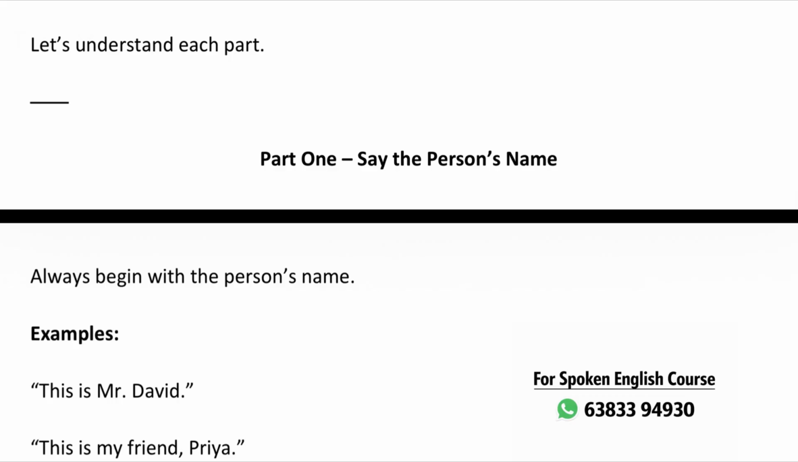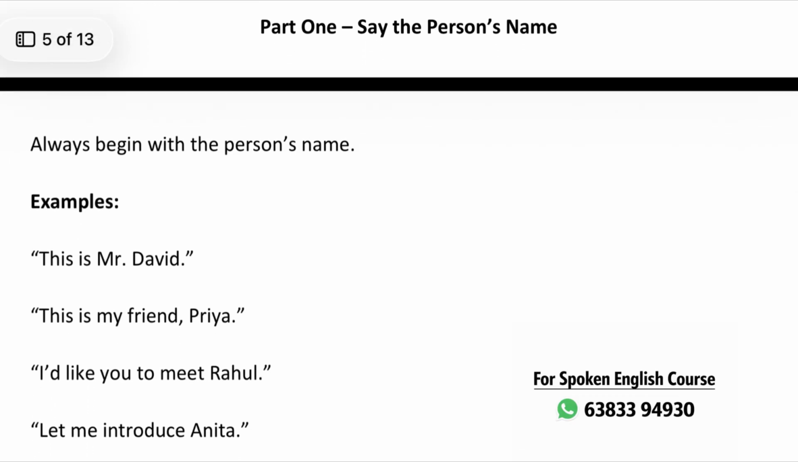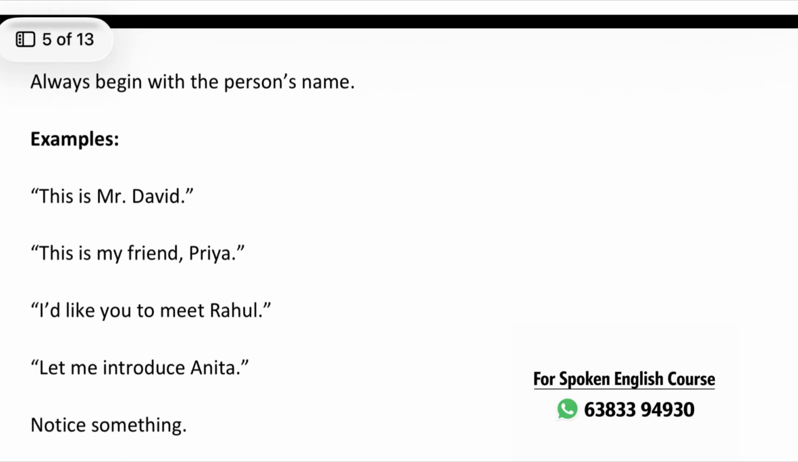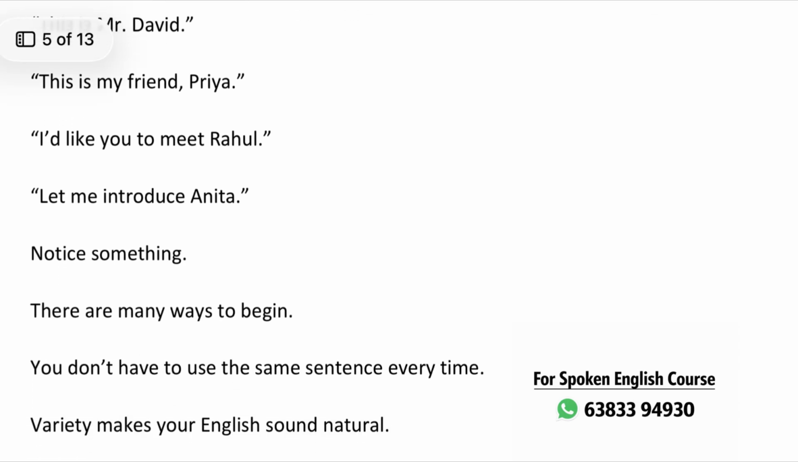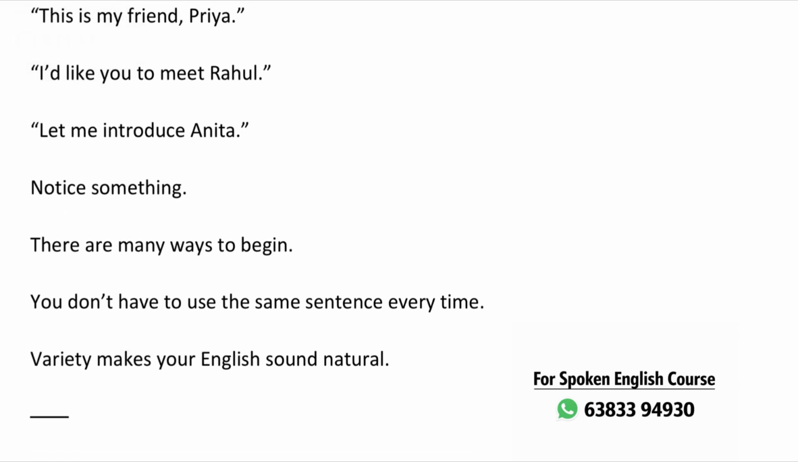Part 1. Say the person's name. Always begin with the person's name. Examples: This is Mr. David. This is my friend Priya. I would like you to meet Rahul. Let me introduce Anita. Notice something? There are many ways to begin. You don't have to use the same sentence every time. Variety makes your English sound natural.